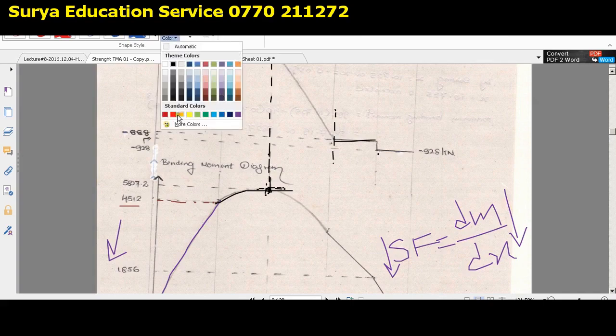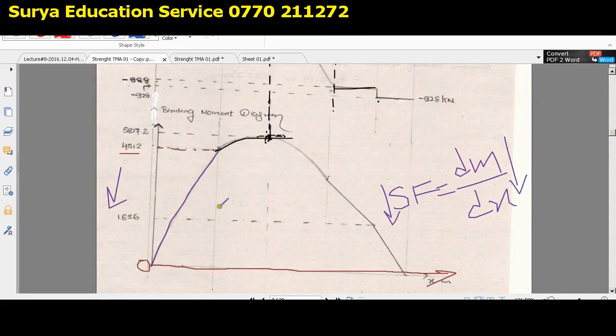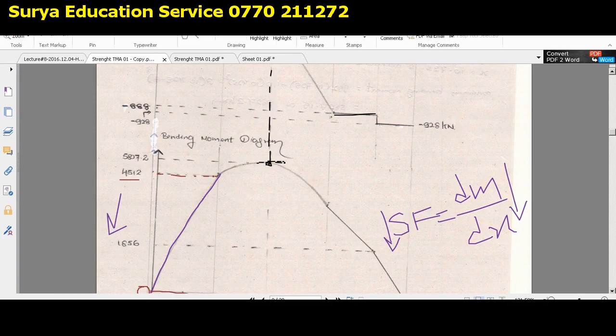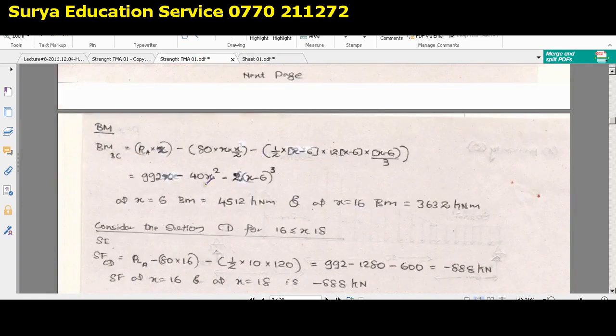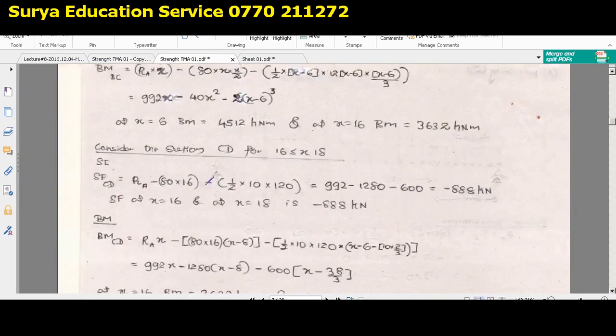So now what is the next section? The next section is section B to C. That means this one. Before sketching this section, I will just undo that. Before analyzing section BC, let me go to the general equation for the bending moment of section BC.